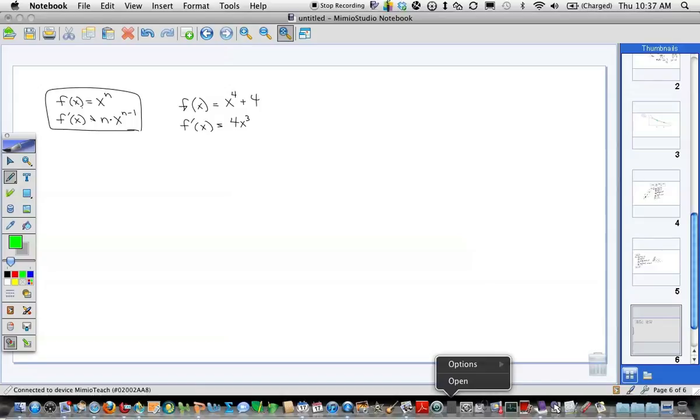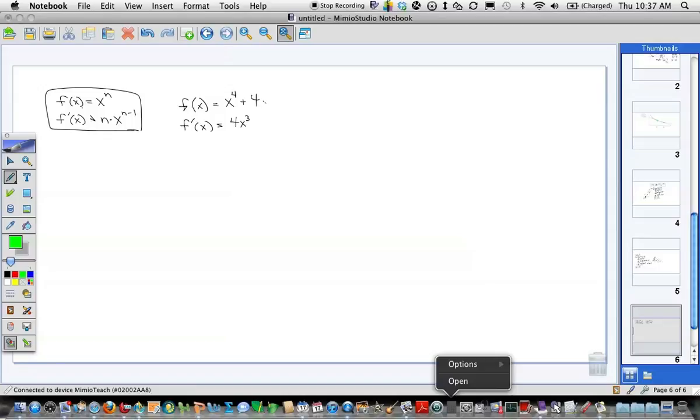Now another way to think about this, and this is a rule for derivatives, is if you add a bunch of terms together, it's legal to just do the derivative of each of the terms. So another way to look at this is say, well, the derivative of x to the 4th is 4x to the 3rd. What's the derivative of 4? Well, what's the graph of 4 look like? Horizontal line. What's its slope? 0.